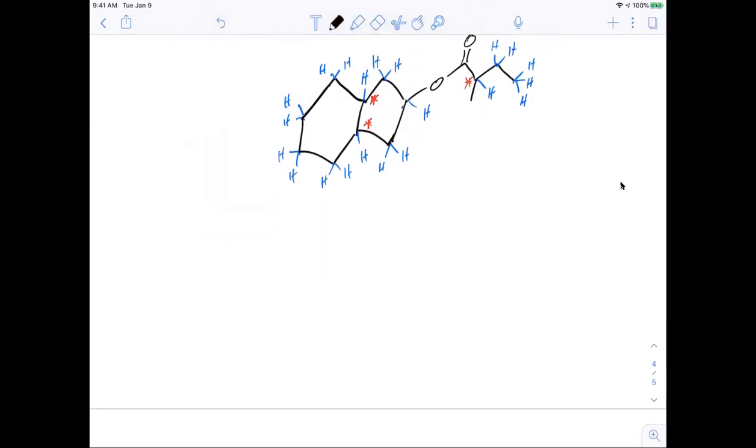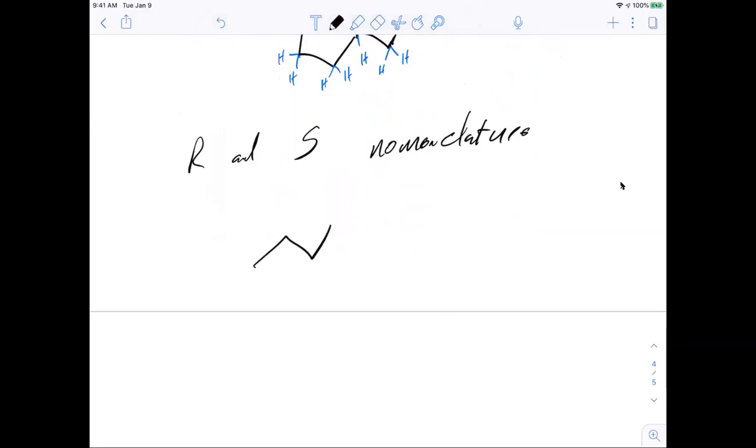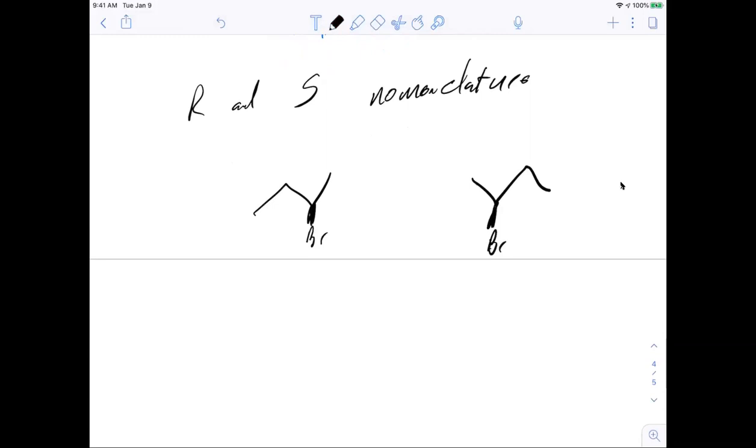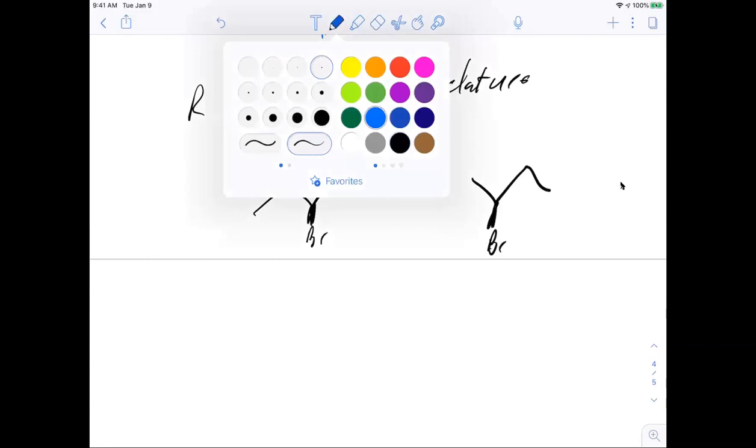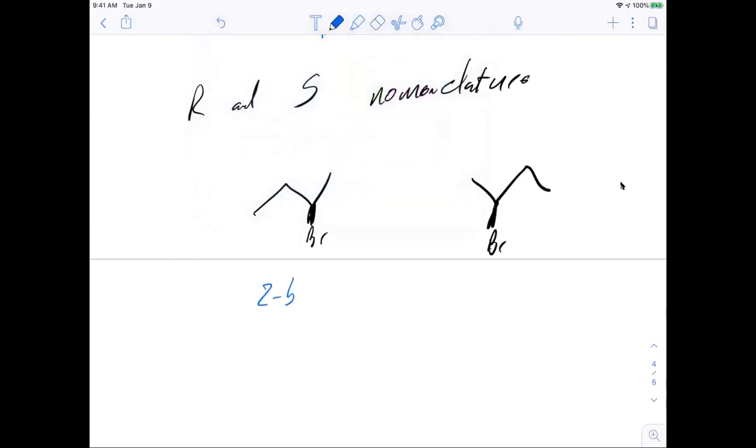Now, if we have two molecules that are not the same, right? We need a way to differentiate these two. We need a way to figure out that these two are not the same molecules. And so right now they're both 2-bromobutane.